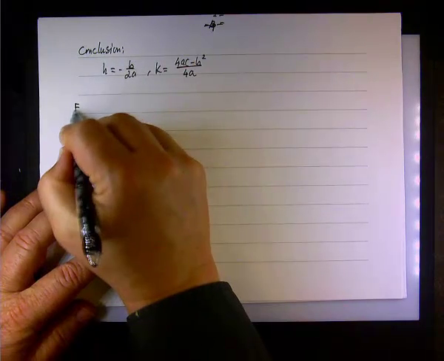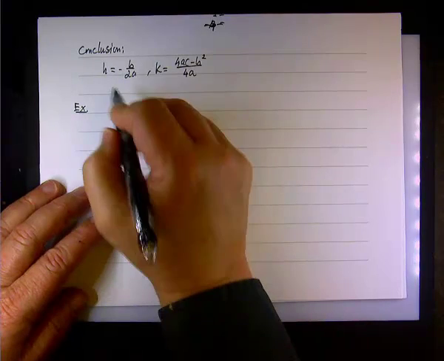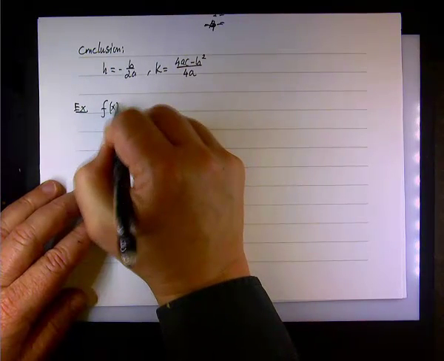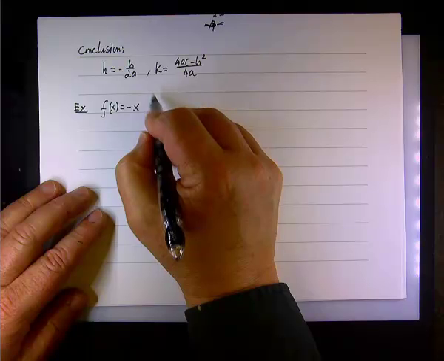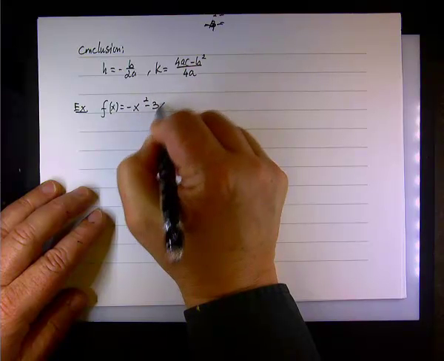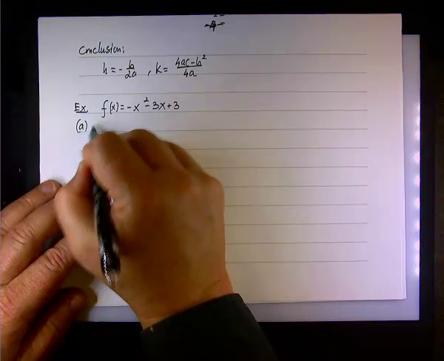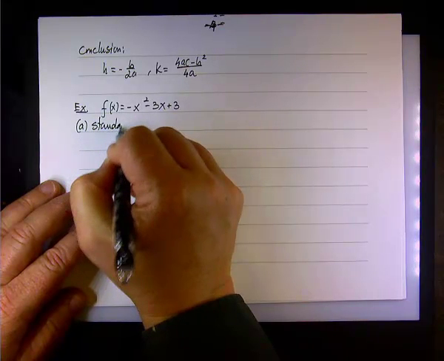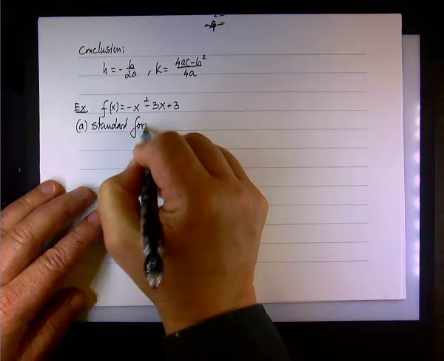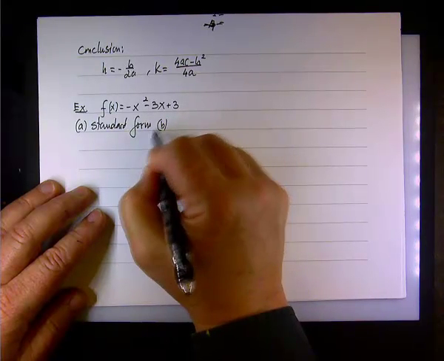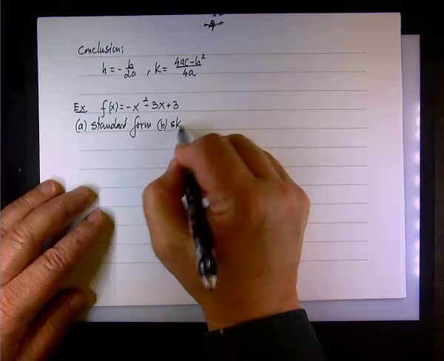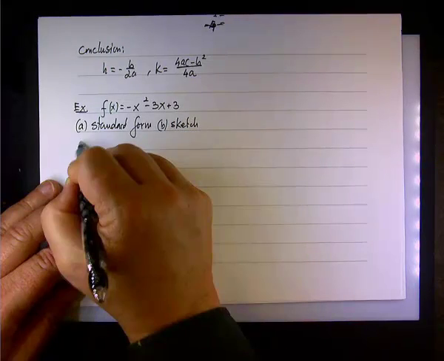Okay, one more example. Same thing. We have f of x equals negative x squared minus 3x plus 3. And we want A, standard form. B, we want a sketch of a graph.